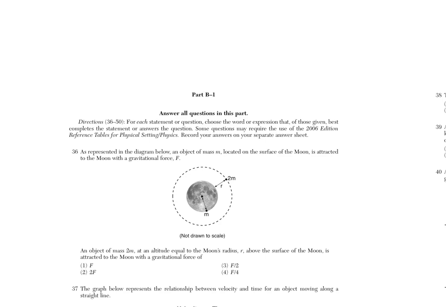This video is the solution video for Part B of the 2019 Physics Regents exam. Alright, so B1 goes 36 to 50, multiple choice, let's go.